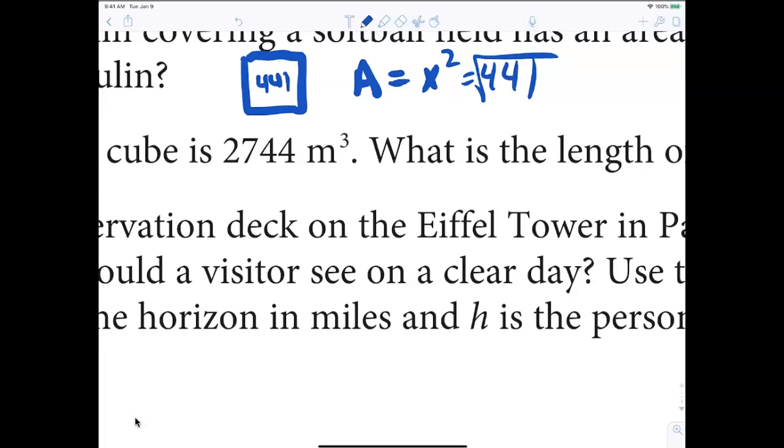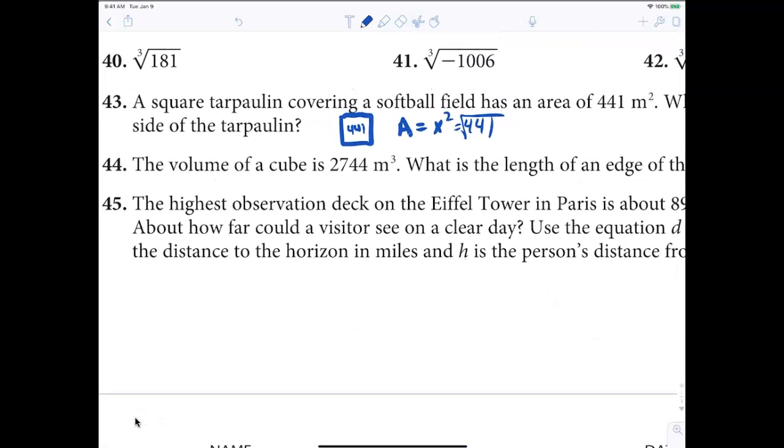All right. So now we have a cube. So if I have a cube, and it tells me what the volume is, and I want to know the side of the cube, to undo a cube, I would take the what? Cube root. All right, you take the cube root. So if I take 2744 and raise it to the 1/3 power, we should be able to tell me that that was 14. So the side of the cube is going to be 14.